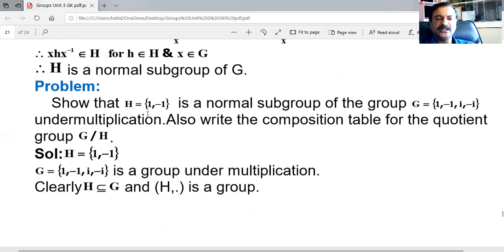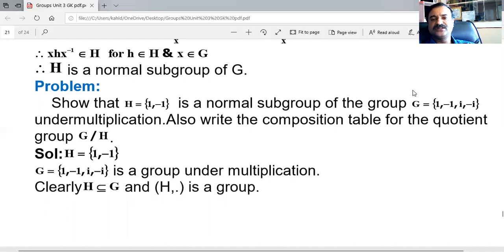Show that H equal to {1, minus 1} is a normal subgroup of G. Here G is not the real number set. In the previous problem, we took G as the set of non-zero real numbers. Here I am taking G as 1, minus 1, i, minus i, which are called the fourth roots of unity. We can learn this in group theory. If you have any doubts, you can go to group theory and you will get the proof that G is a group under multiplication.